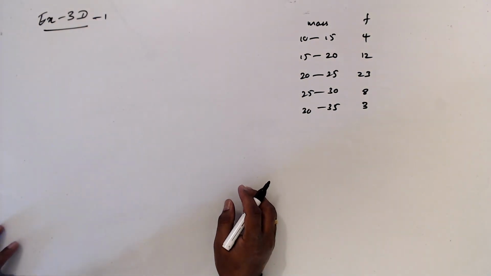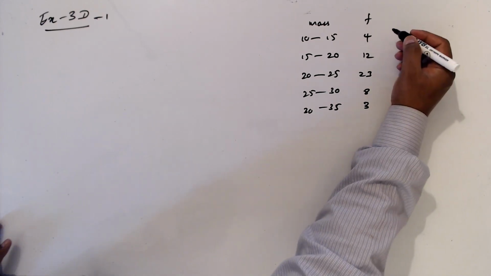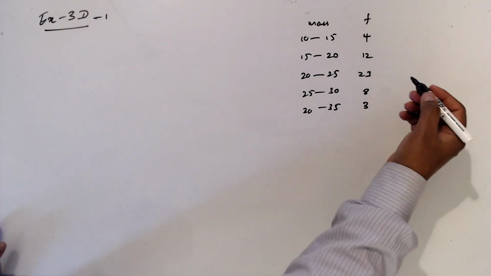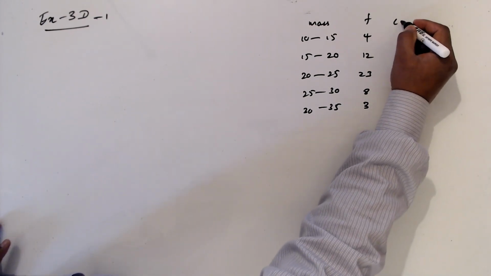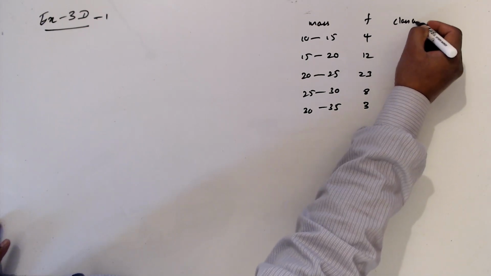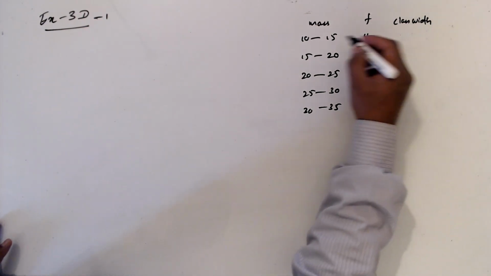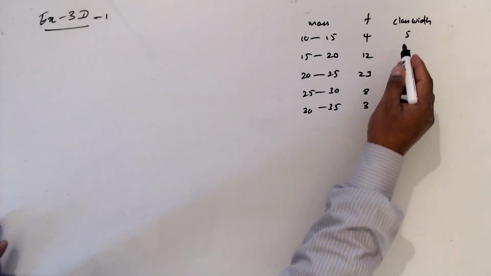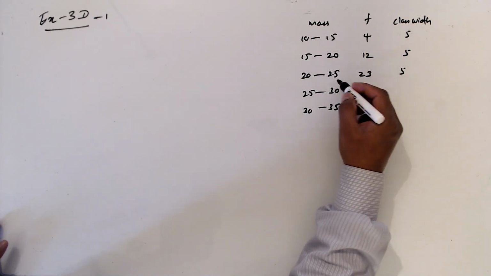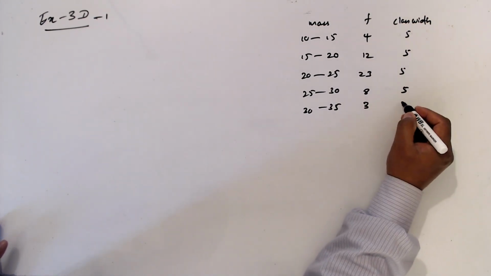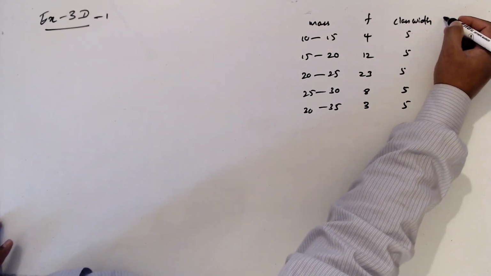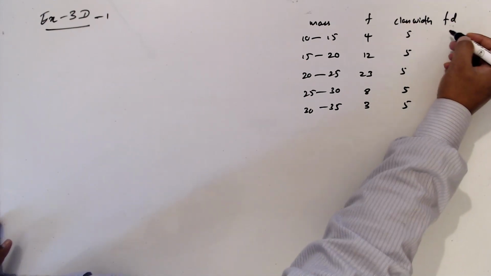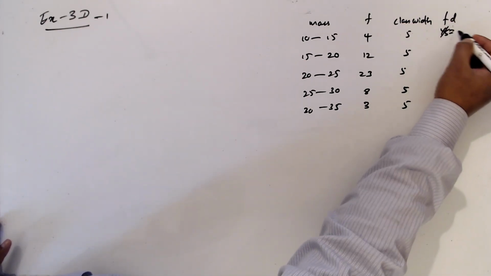Exercise 3D question number 1. So this is mass F, and then we need to do the histogram. So then class width is going to be 5, 5, 15 minus 5, 10, 20 minus 15, 10, 5, 5, and 5.